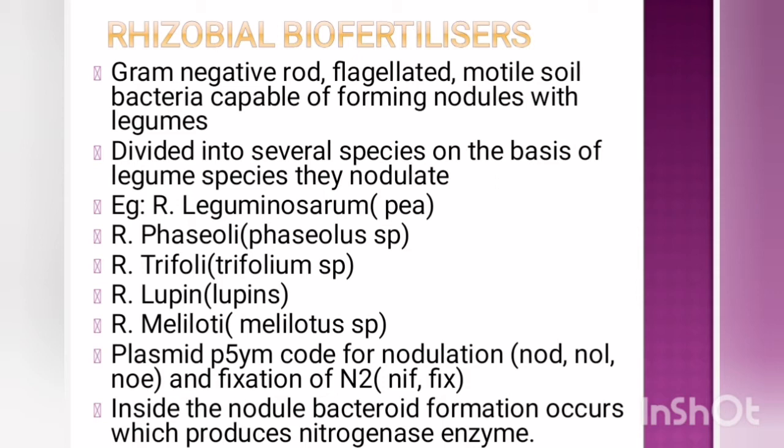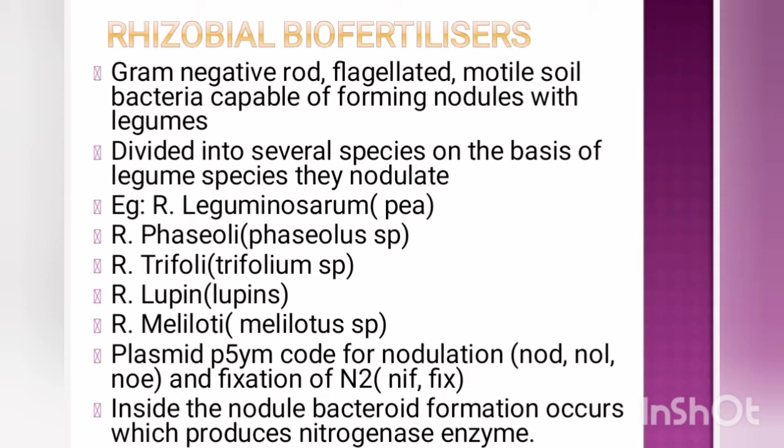Rhizobium is a flagellated organism and it infects and nodulates specific legume hosts. So, it is divided into several species based on the legume species they nodulate. Okay, that include Rhizobium leguminosarum, Rhizobium phaseoli, Rhizobium trifolii, Rhizobium lupini, Rhizobium meliloti. Rhizobium leguminosarum infects pea plant. Rhizobium phaseoli infects Phaseolus species. Then Rhizobium trifolii, Trifolium species. Rhizobium lupini, Lupins. Then Rhizobium meliloti, Melilotus species. Okay.